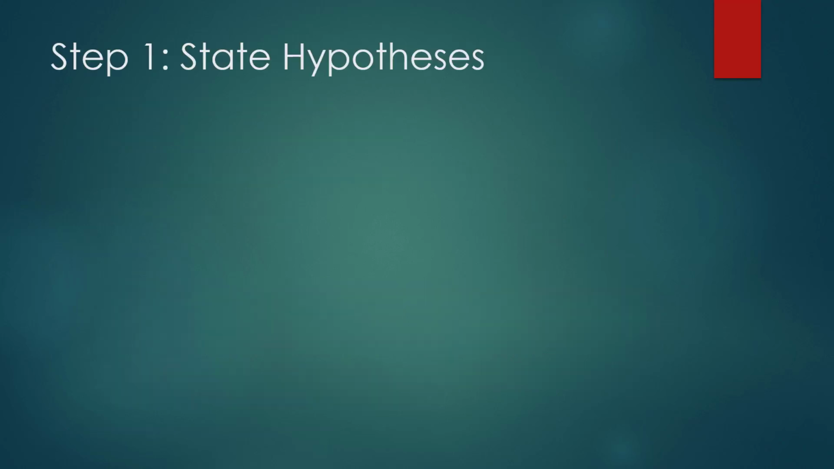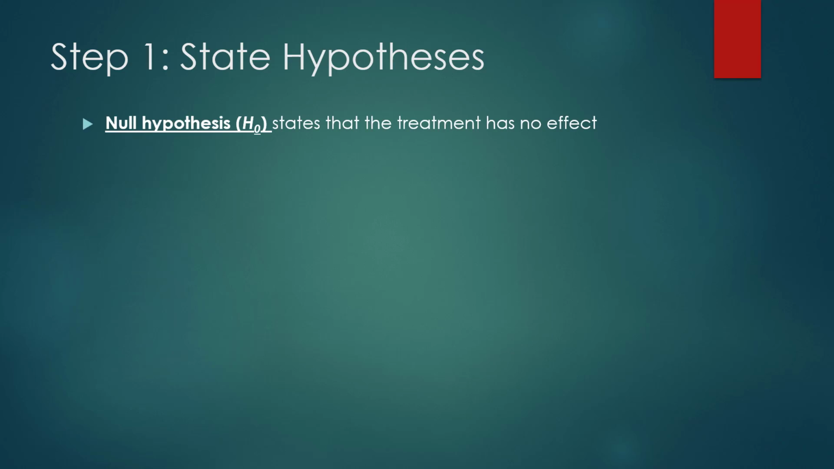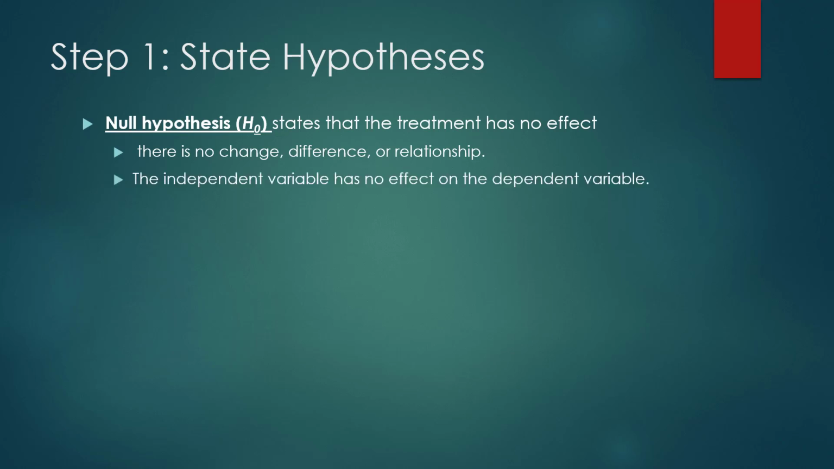The first thing we need to do is state the hypothesis. So we're going to have a null hypothesis. The null hypothesis states that the treatment has no effect. In other words, there's no change, there's no difference, or relationship. The independent variable has no effect on the dependent variable. That treatment had no effect.